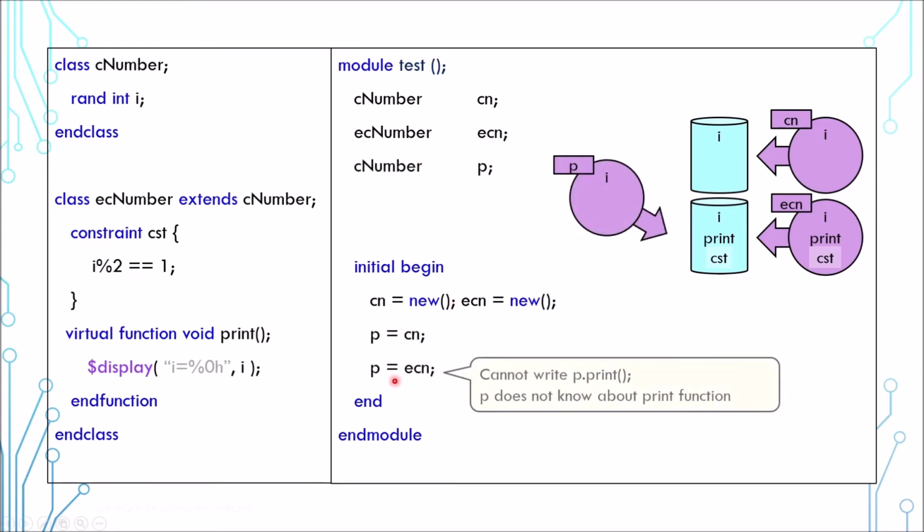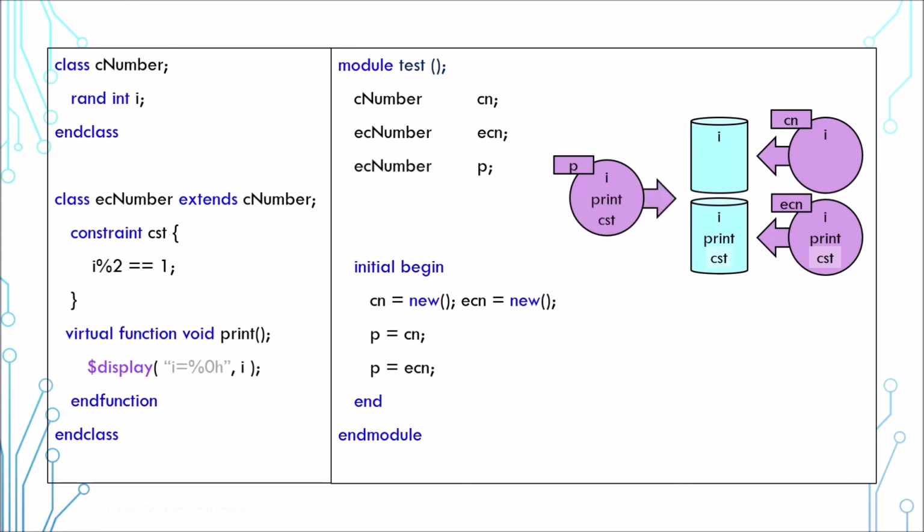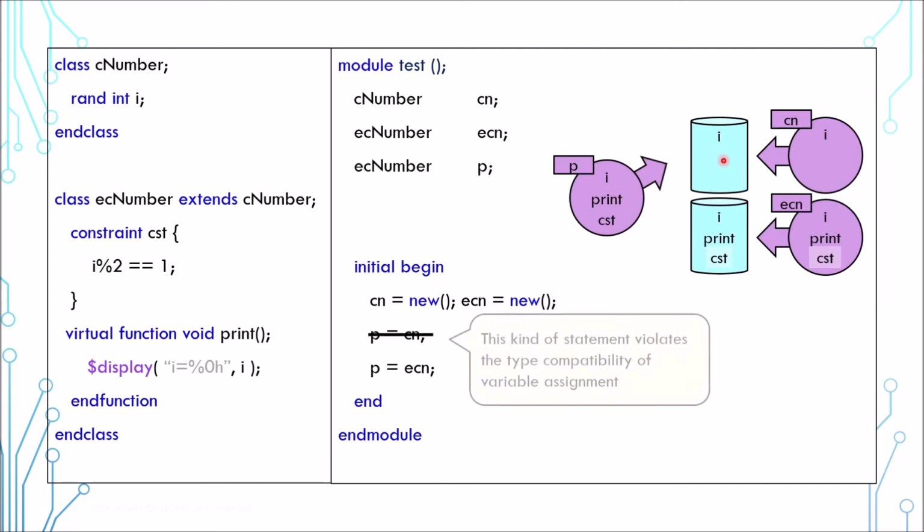However, the pointer cannot access the constraint CST and the function print from the extended ECNumber object, simply because it is unaware of them. As a general recommendation, a base class should have all the necessary methods, especially those accessible by users. On the other hand, if you create a pointer using the extended class ECNumber, the pointer will have information on the constraint CST and the function print, but it cannot point to a base object, simply because the object does not contain those members. This violates type compatibility in assignment.